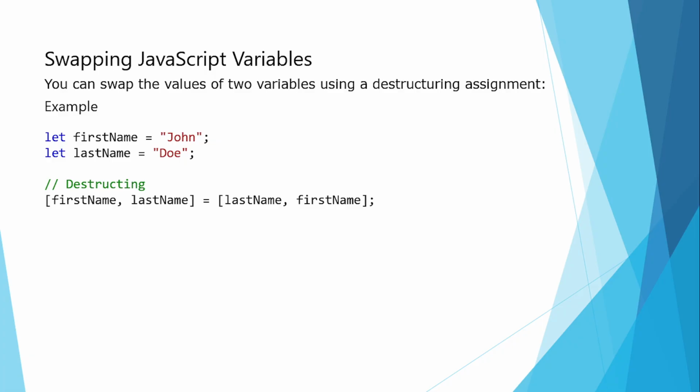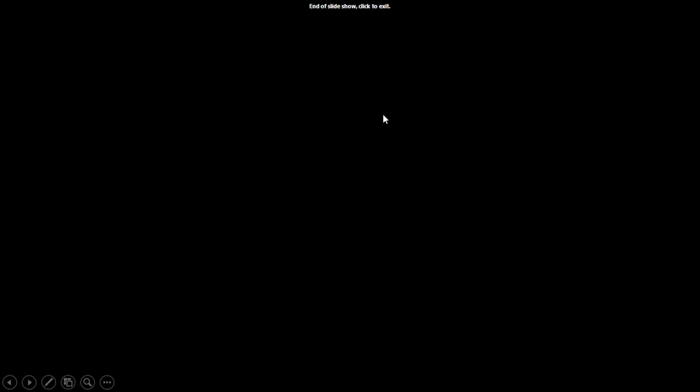Swapping JavaScript variables. You can swap the values of two variables using a destructuring assignment. For example, first name and last name, and here we are destructuring first name and last name as last name and first name. So here we are just swapping JavaScript variables.